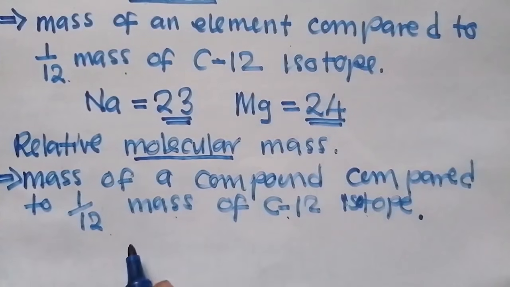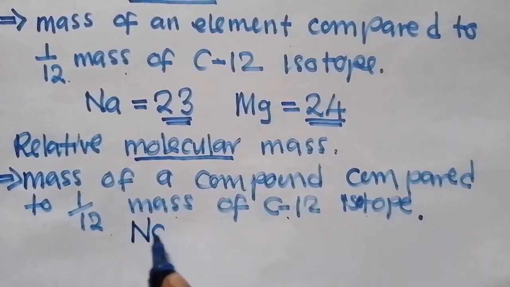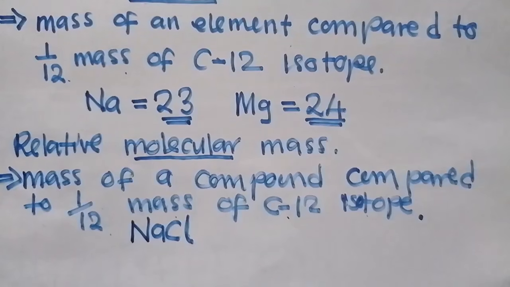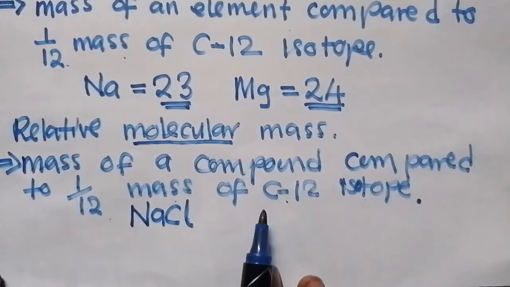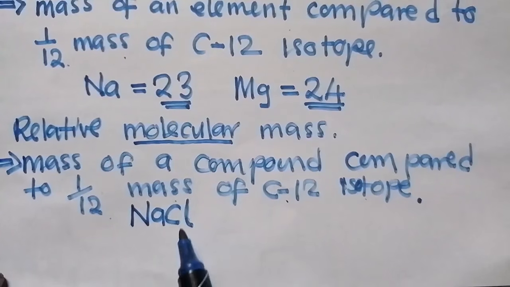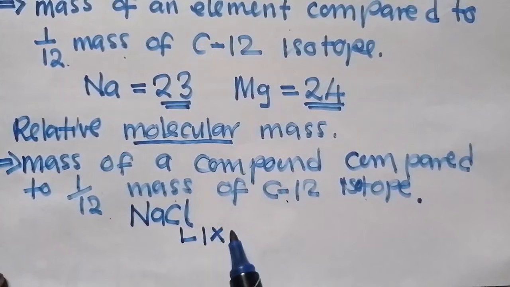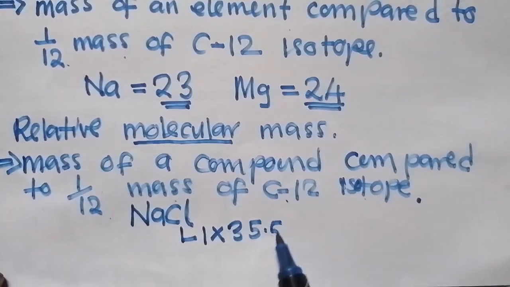For example, you may have sodium chloride. How do you find the relative molecular mass of this? What we do is the same as we know. Here we've got chlorine. How many atoms of chlorine? 1. So 1 times the mass number for chlorine, which is 35.5.